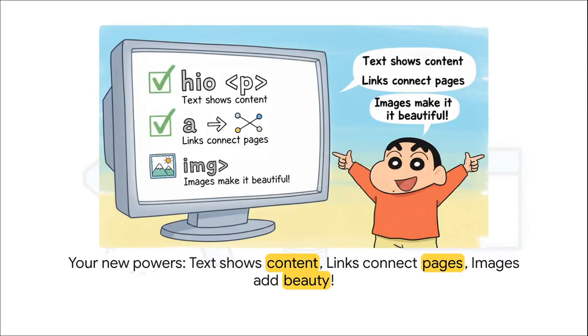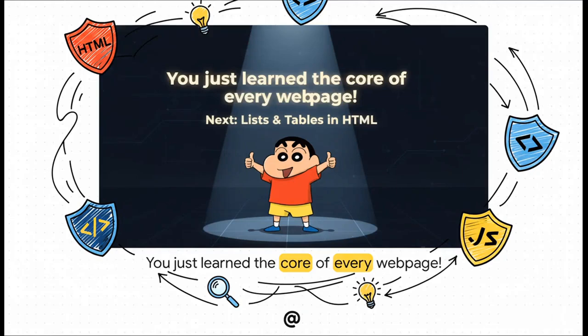Let's recap your new powers. Text is for your content. Links are for connecting everything together, and images are for making it all beautiful. These are your tools now. I want you to take a moment and just let that sink in. Everything we just covered, these 3 heroes, they are the absolute foundation of literally every single website in the world.